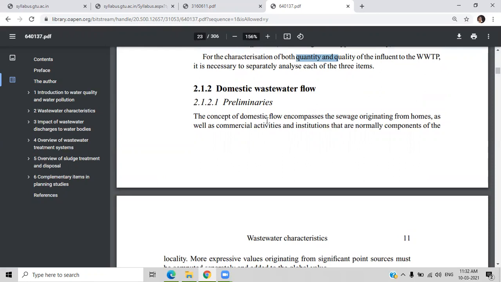So just take a 1 minute break, and after that we will continue with the domestic wastewater. So just a 1 or 2 minute break that we are going to take.